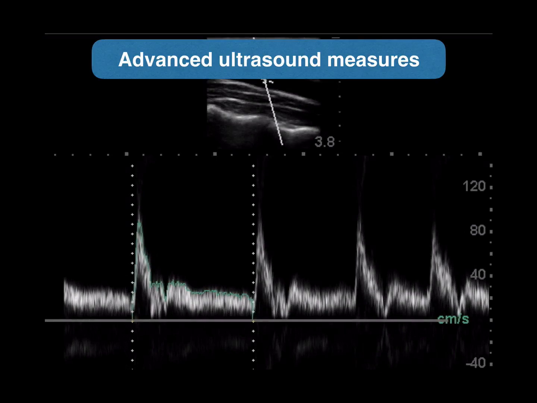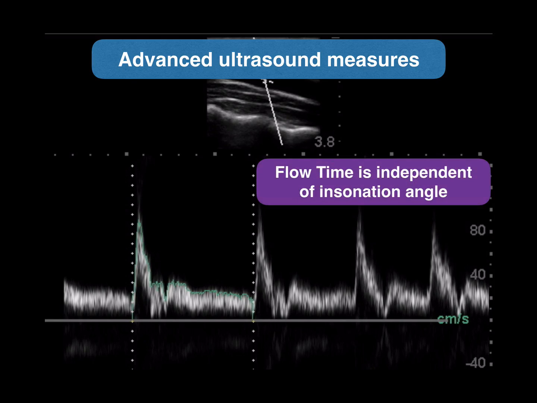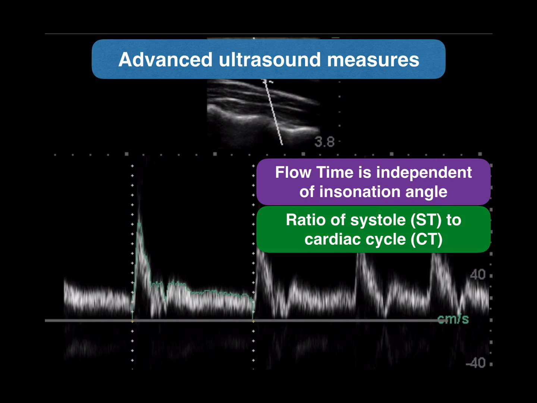Is there another measurement for fluid responsiveness that is independent of inclination angle? Flow time is one such. This is independent of inclination angle because we're actually just looking at the ratio of the systolic time to the cardiac cycle time. So again, look at this dicrotic notch. This symbolizes the duration of systole, and this from gate to gate symbolizes the duration of the entire cardiac cycle.